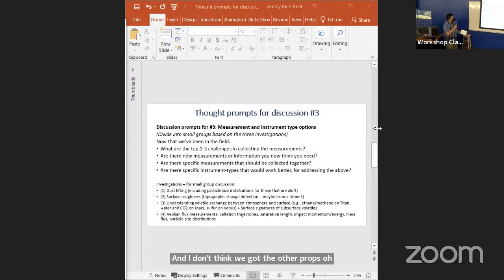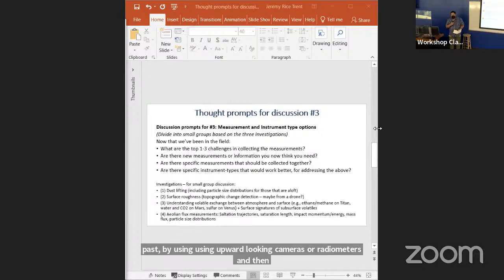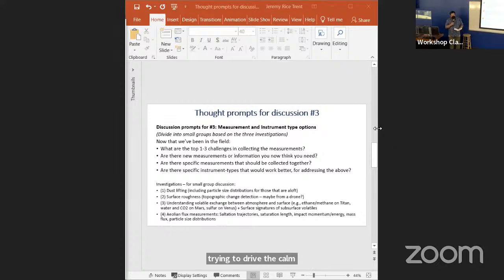Oh, we sort of talked about whether there are specific instrument types that would work better. The feeling was that the way we've done the dust concentration and size distribution measurements in the past, by using upward looking cameras or radiometers and then trying to derive the column opacity with some modeling, is not sufficient to get the dust flux out of the surface. It's really the flux that's more important if you want to understand what's going on with lifting. All right, that's all I got.